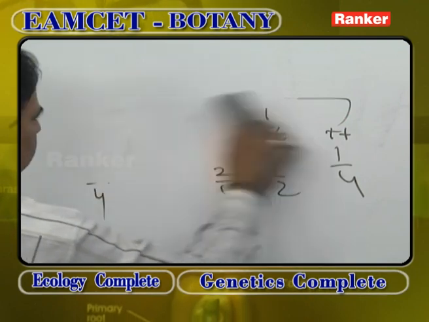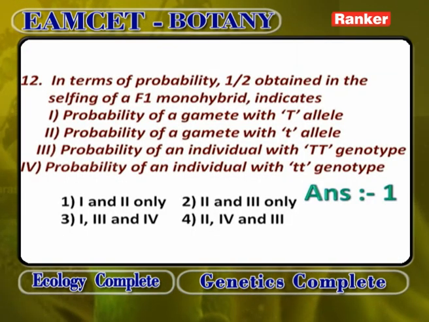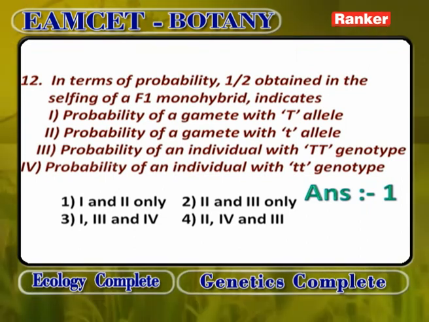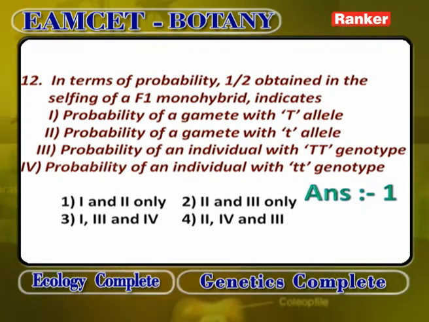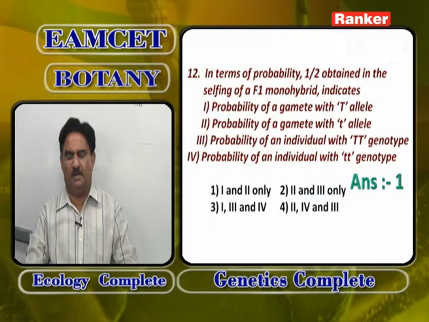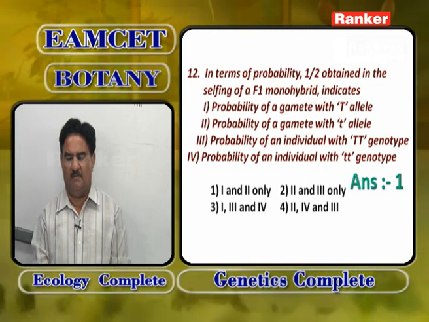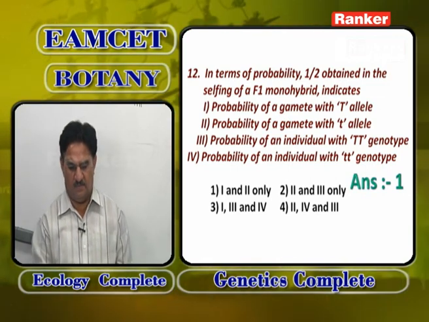So, here the question is, in terms of probability, 1 by 2 obtained in the selfing of F1 hybrid indicates probability of a gamete with T allele. This is correct. Probability of gamete with small t allele, correct. Probability of an individual with capital T genotype, probability of individual with small t genotype is wrong. So, answer is 1 and 2 only. So, first option.